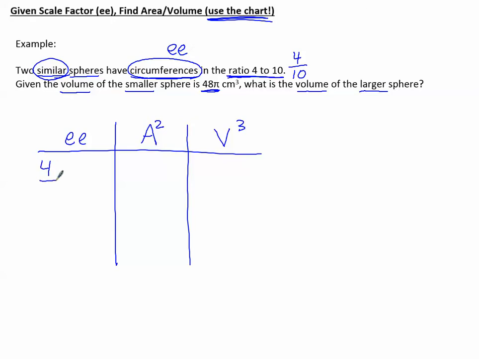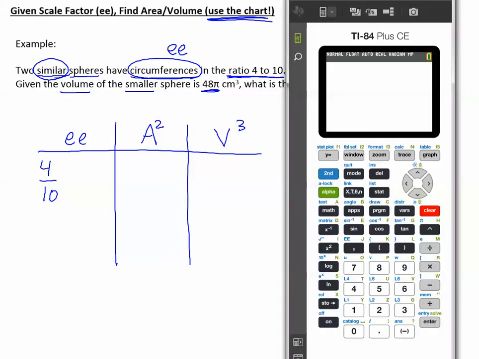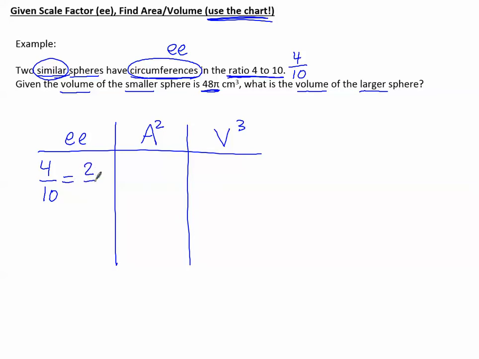So I go 4 over 10. Now, before I do anything, I ask myself, can I reduce that fraction? And I can. I can do this in my head because I know they're both divisible by 2. But just to practice, if it's a more complicated fraction, using our calculator, we can type 4 divided by 10, press enter or not, and go to math, frac. It always gives us the reduced fraction, 2/5 in this case. So this equals 2/5, and this is going to be the ratio that I use to fill in the rest of my chart.